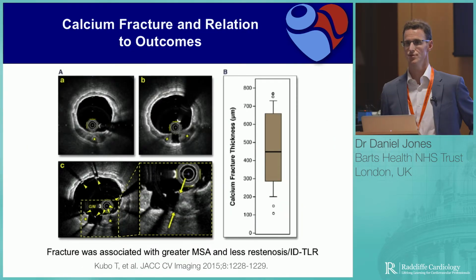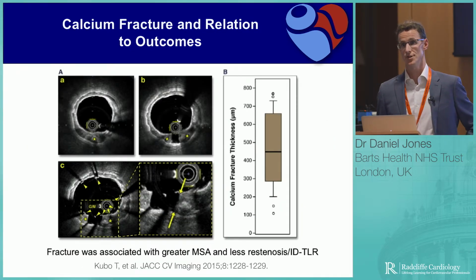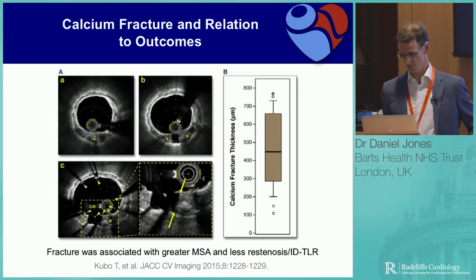Does altering the calcium improve outcome? Yes. This is a study in 60 patients, using OCT imaging, with significant calcification, comparing patients who had rotational atherectomy or cutting balloons, which were used in 48%, compared to the 52% where they weren't. In the patients with the plaque modification tools, there was fracture of the calcium, and this fracture was associated with greater minimum stent areas and improved outcomes, so less restenosis and less target lesion revascularization.